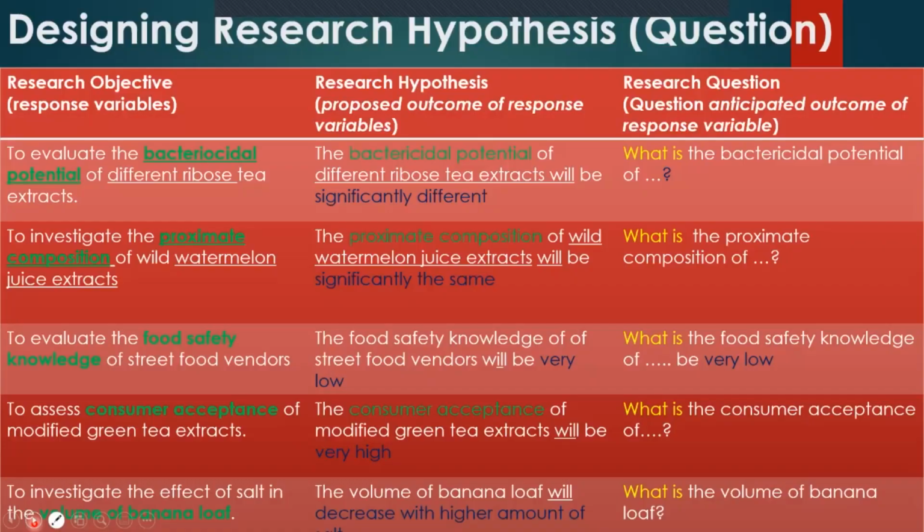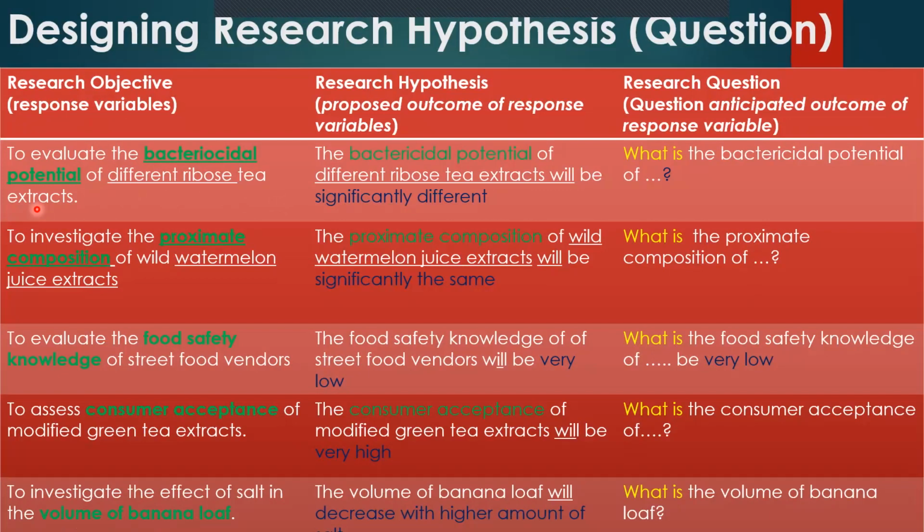Okay, so now I'm just trying to demonstrate how research objectives, research hypotheses, and research questions can be related. Like we are saying here that we want to evaluate the bactericidal potential of different rooibos tea. What are we investigating? Bactericidal potential automatically becomes our dependent variable.